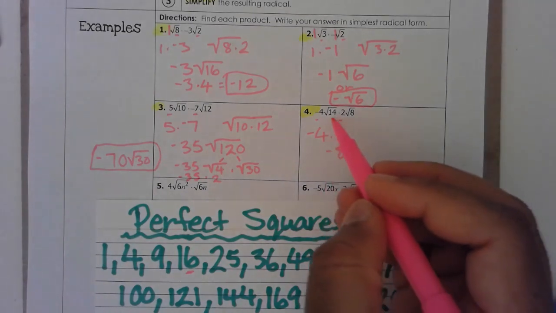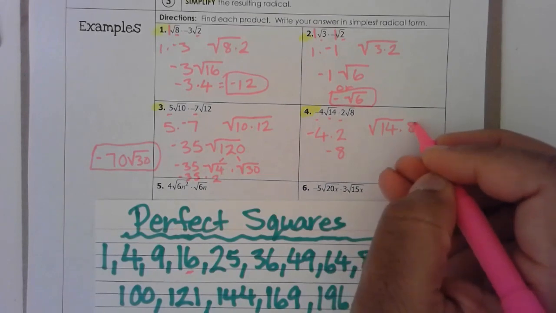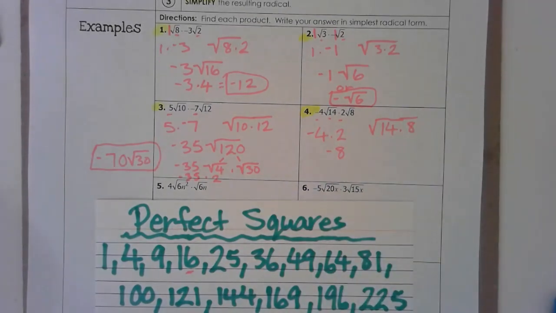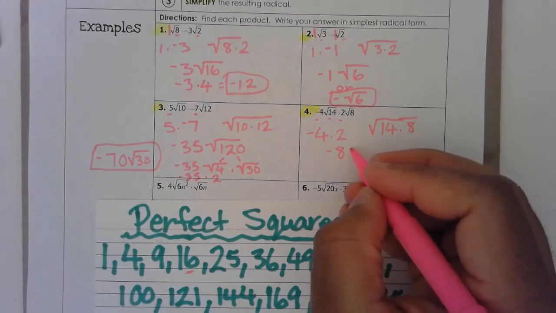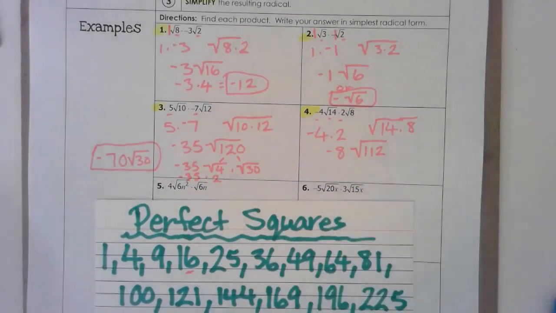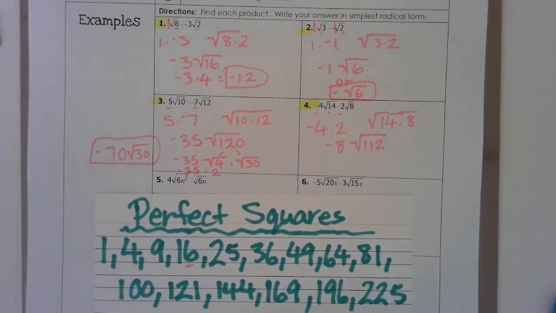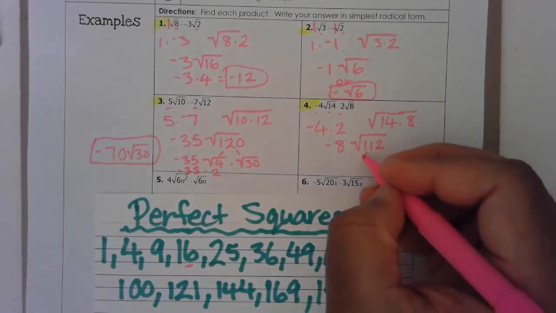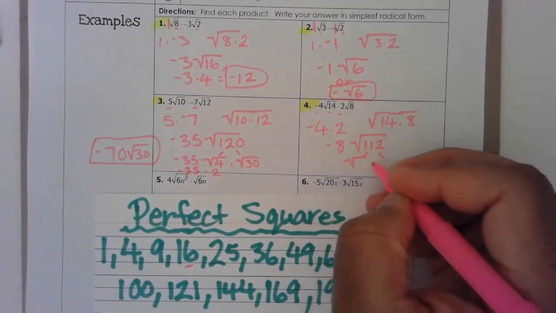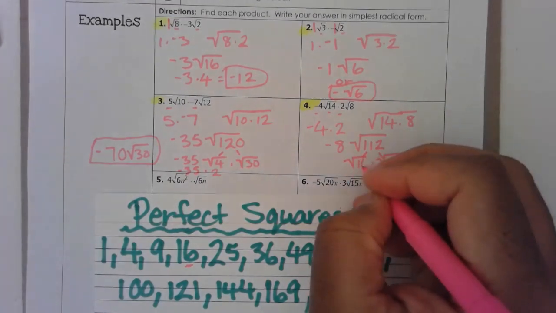Under the radical signs, we're going to multiply the square root of 14 times the square root of 8. And when we do that, we're going to end up with 112 as our number. We're going to come back here and look at our perfect square cards. I want to try to find out the biggest perfect square that goes into 112. I'll write my radical signs and see if you can guess what that number will be. And the number is 16.